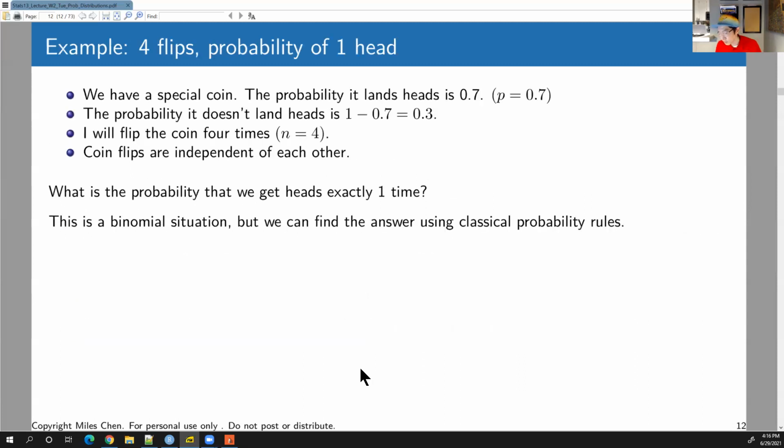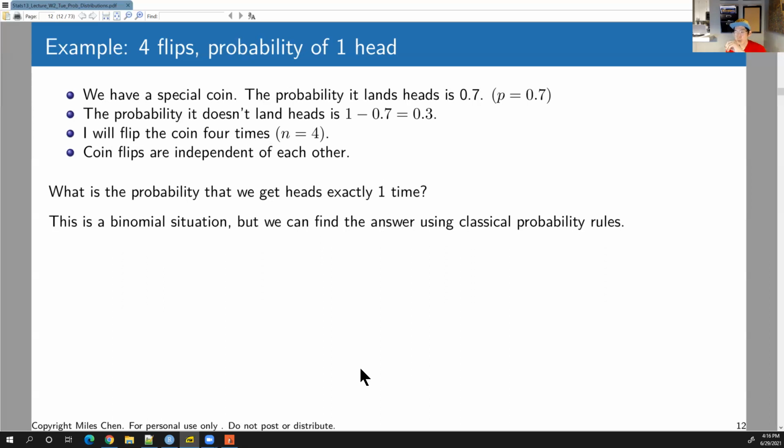So we are going to do a silly example here. We're going to pretend we've got some special coin, and I don't know if such a coin even exists in the real world, but we're going to say the probability that this coin lands heads is 0.7, which means the probability that it doesn't land heads is 0.3.